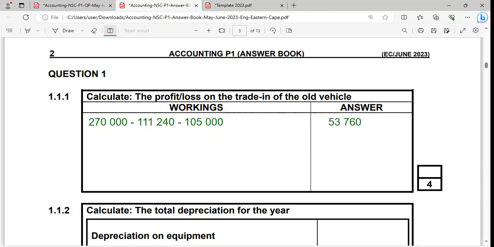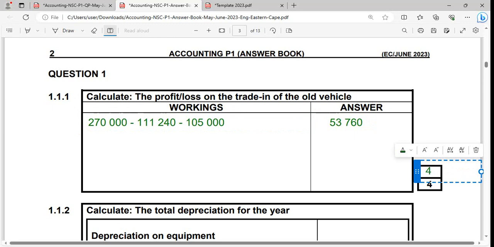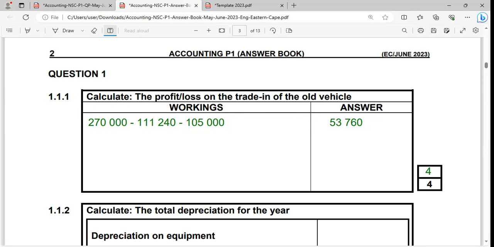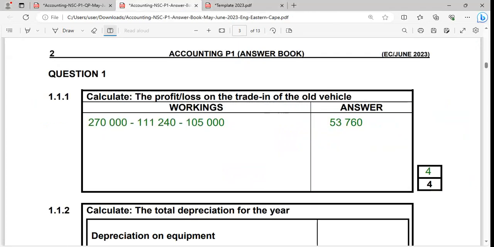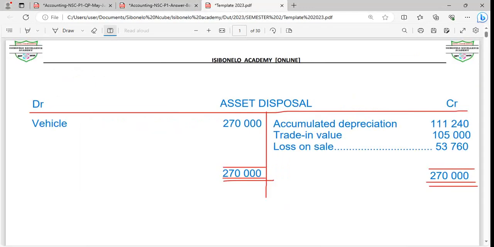So guys, we have earned ourselves 4 marks by doing this simple calculation. So we have a loss on sale of 53,760. But I believe the asset disposal account is what helps us understand our calculation better. That is why I suggest that learners know the asset disposal account. If you know asset disposal well, it will be easy for you to do the workings and get the correct answer. You must practise the asset disposal account until you understand it better, so that you can do your workings easily.